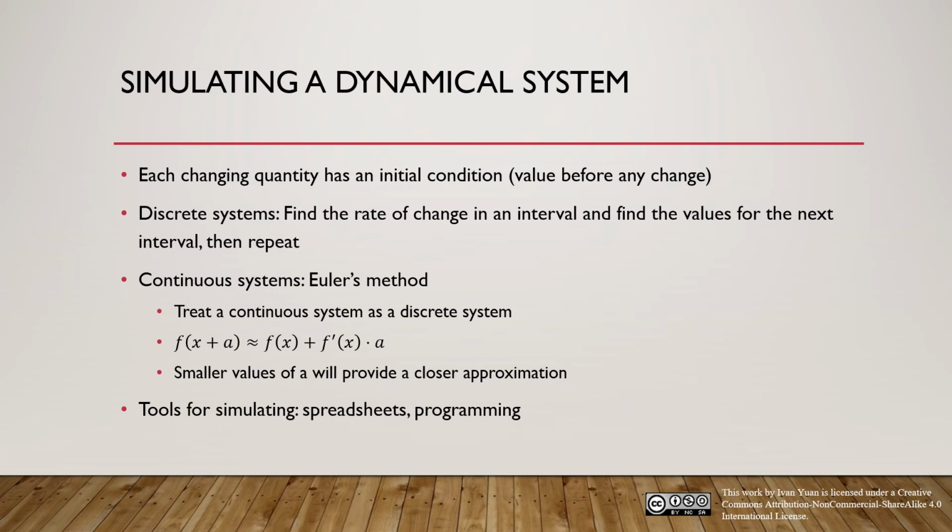As a dynamical system is a simulation model, we would often want to know how to simulate it. So before we start simulation, we need to determine the initial condition, because each change in quantity has to have an initial condition, or a value before any change. For example, A and B in our previous example about the lakes have an initial volume. And for discrete systems, we find the rate of change in an interval and then use that rate of change to find the values for the next interval, then repeat.